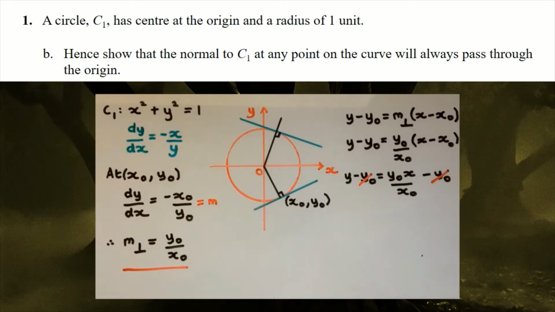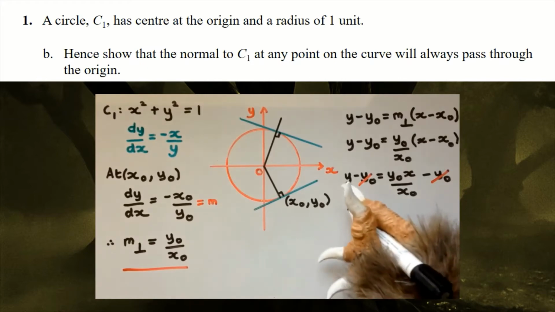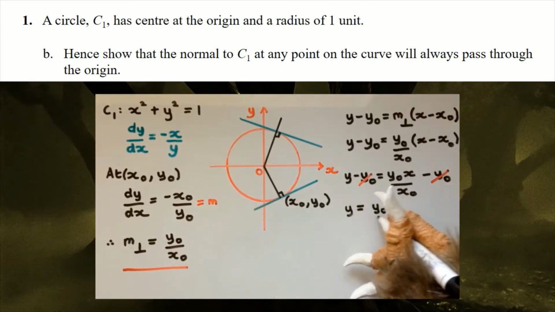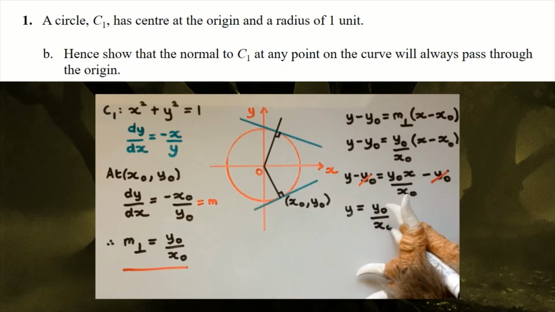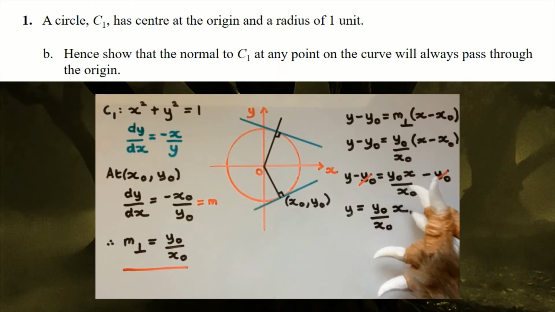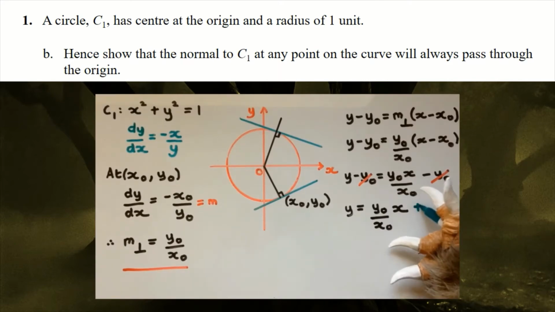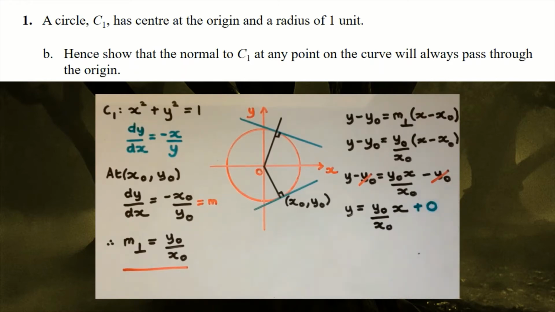So any equation of the normal to a circle with the centre at the origin is going to have this form. So we have just shown, and I'll just finish this off, the equation is going to be of the form y equals y naught over x naught x, and just if you want to make it absolutely clear, remember this has got a y-intercept at the origin.